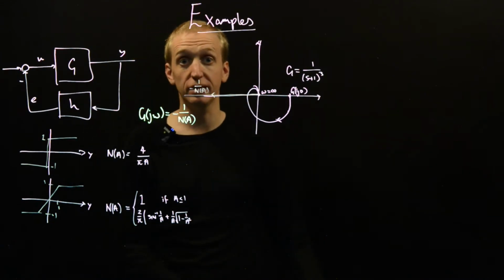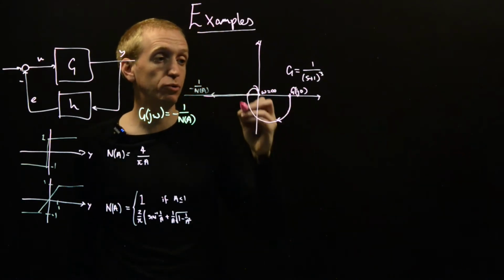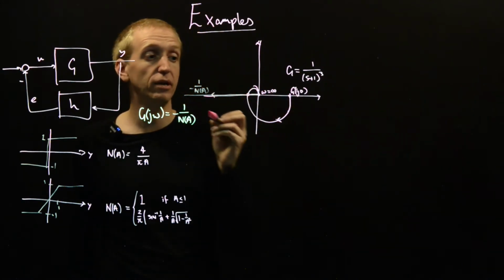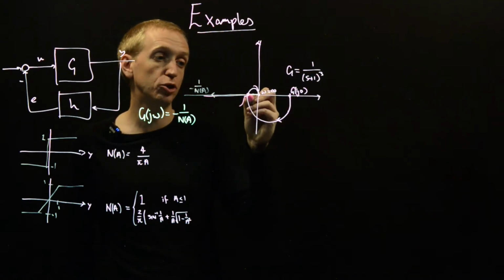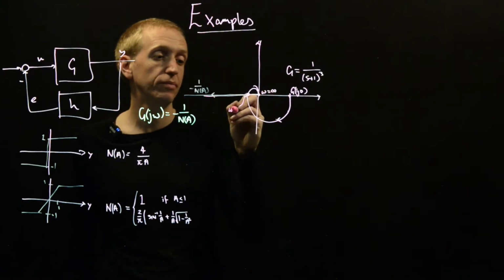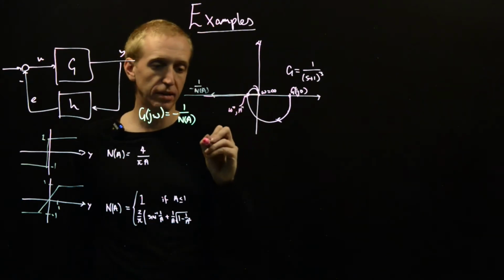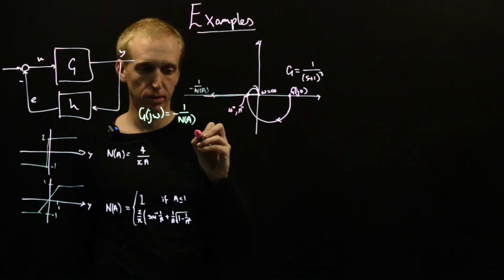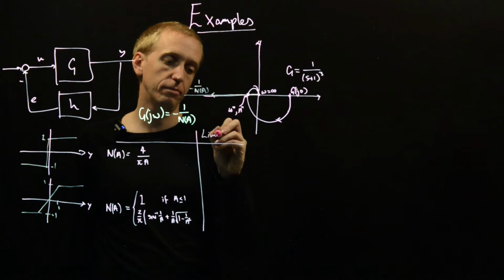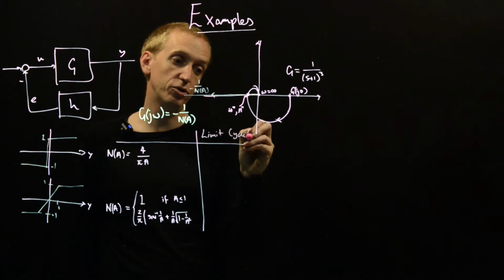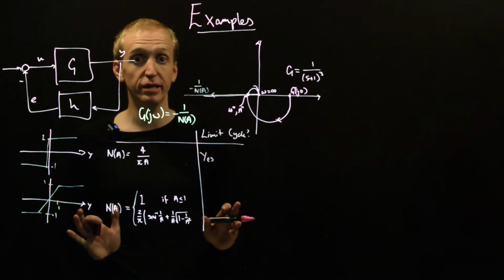So do we predict any limit cycles? Yes, we have an intersection between our Nyquist curve and our describing function curve, and so we predict a limit cycle with the frequency of intersection. So we get the frequency from the Nyquist curve, and we get the amplitude from the describing function curve. So maybe we should build like a little table here. Limit cycle? Yes. And do we predict a stable limit cycle?